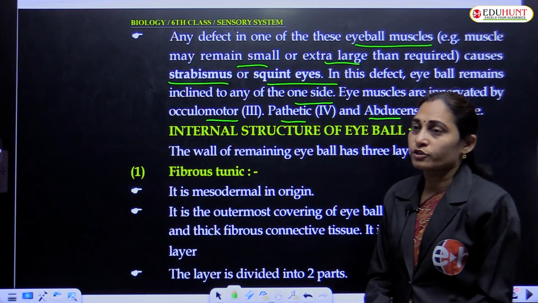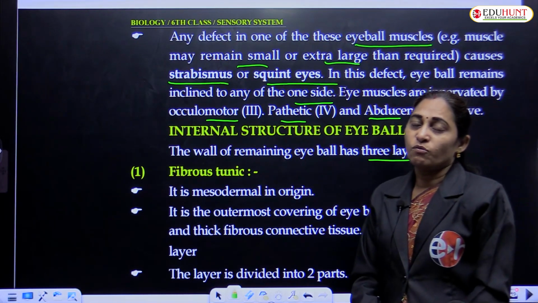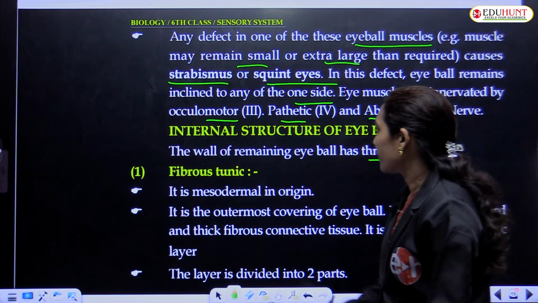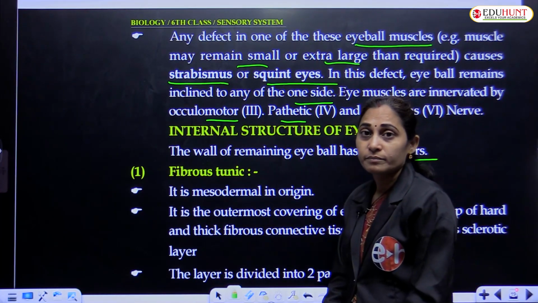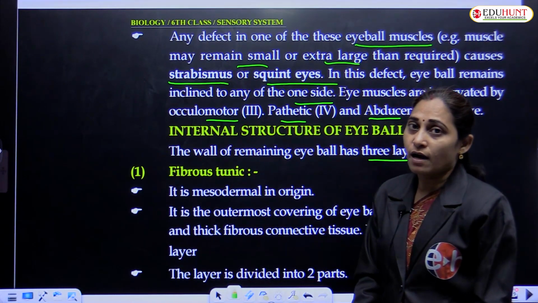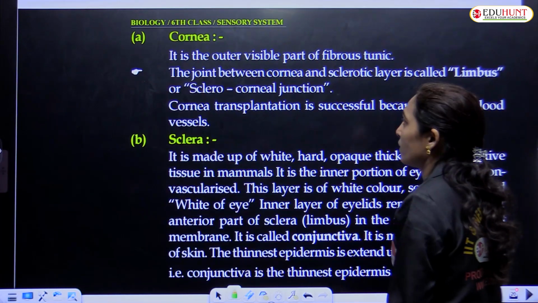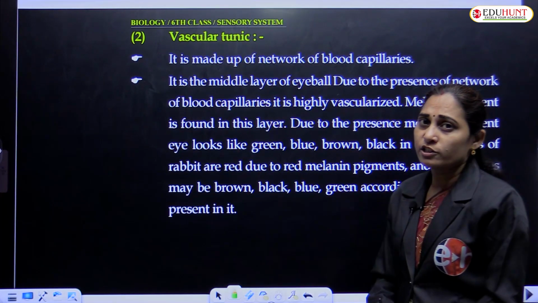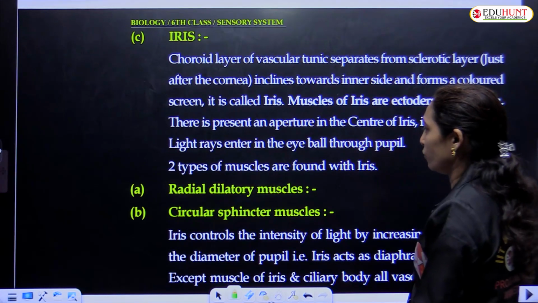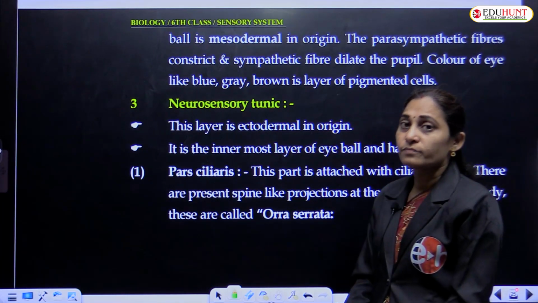Yes, the internal structure of eye, the wall of the eyeball has 3 layers. The first and the outermost layer is called the fibrous tunic. Tunic is nothing but wall or cover. So, fibrous tunic is the outermost layer of the eyeball. And next is the vascular tunic, and third is the neurosensory tunic. So, the first one is the fibrous tunic.